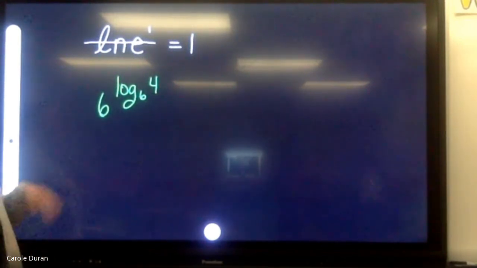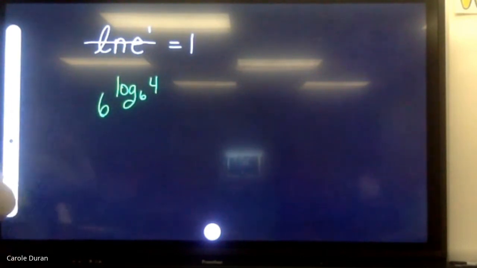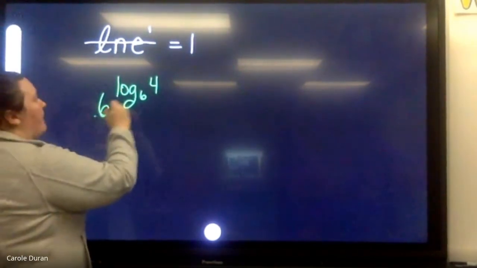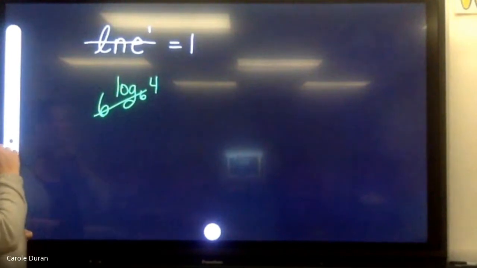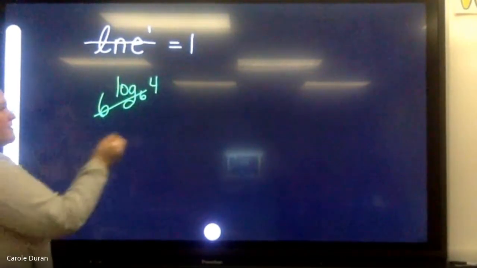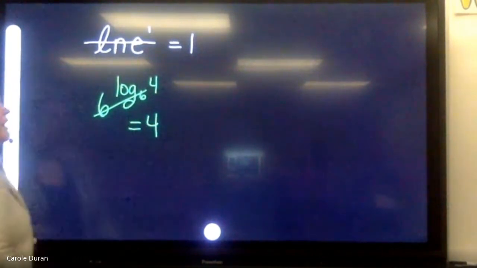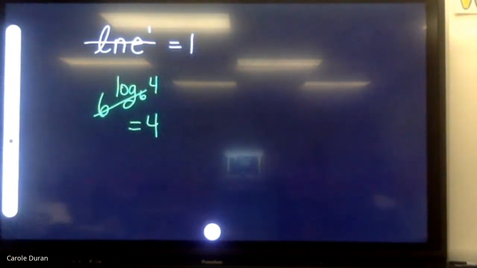Okay. So whenever I'm taking a base to an exponent that has log of that same base, they cancel each other out. So 6 and log base 6 cancel each other out, leaving just whatever was in my logarithm as my answer. Oh, so those cancel out? Yeah, anytime I'm taking a number to the log with that same base, they cancel.